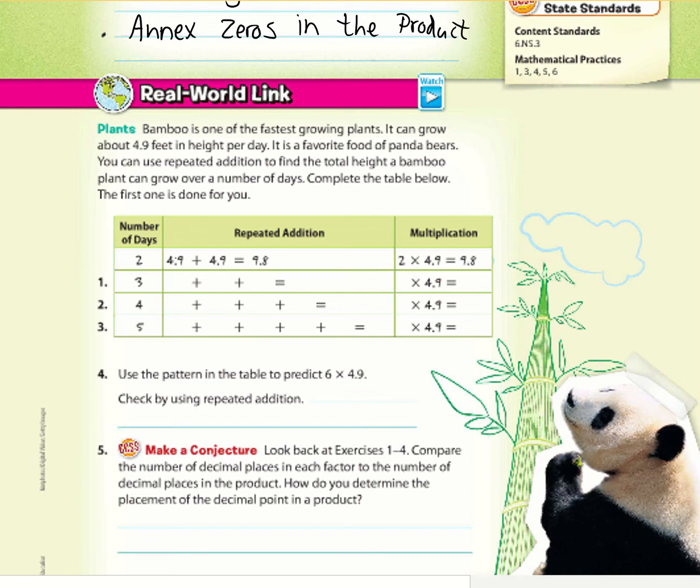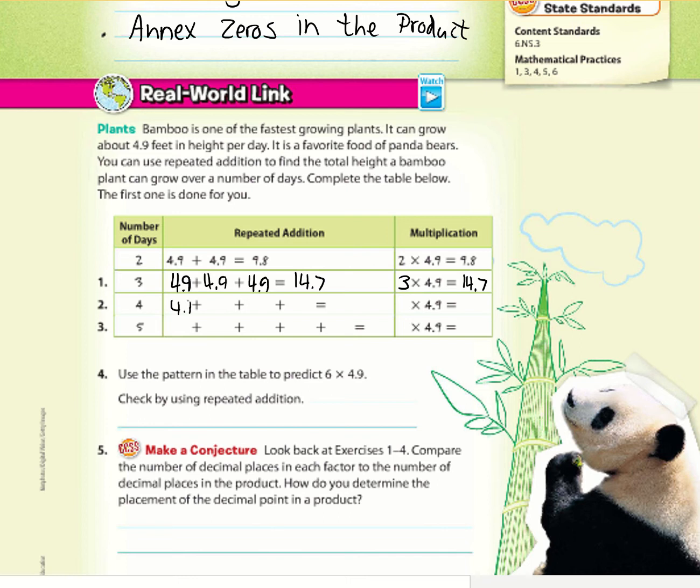So we have number of days is 2 days, so we have to add 4 9/10 twice and it equals 9 8/10. Or we can do 2 times 4 9/10 equals 9 8/10. So in 3 days, that means we're going to have this 3 times because it grows 4 9/10 every single day. After adding those, we get 14 7/10. Or we can put 3 times 4 9/10 equals 14 7/10.